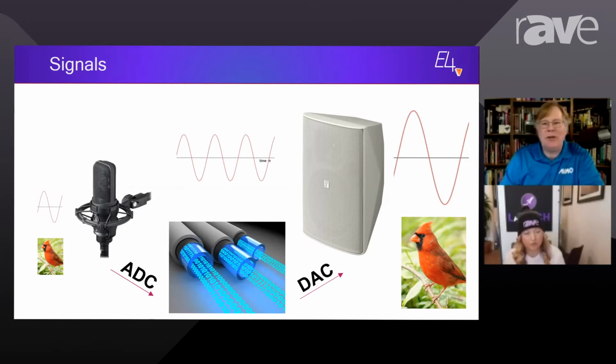So even though, let's say I have a loudspeaker here with a Dante input, which would be digital transport, it's still inside that loudspeaker going to convert that Dante signal back to analog to make the loudspeaker move back and forth. Why do you want to do that? Good question.